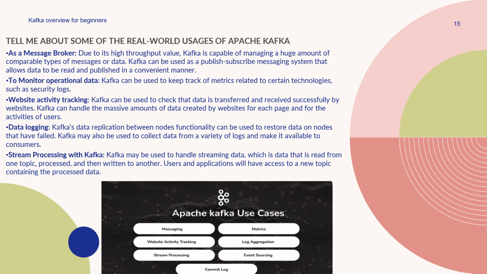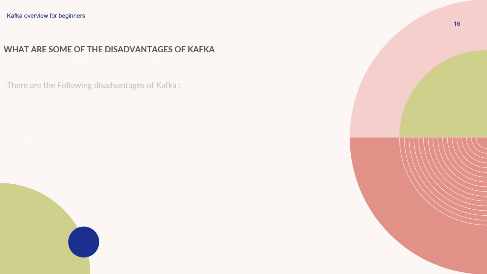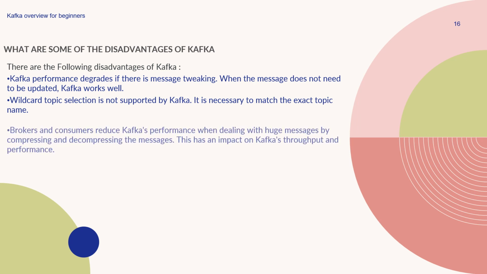As we are saying, in this picture: messaging, website activity tracking, metrics, log aggregation, event sourcing, commit log. So there are some disadvantages of Kafka. First, Kafka performance degrades if there is message tweaking. When messages do not need to be updated, Kafka works well. Wildcard topic selection is not supported by Kafka. It is necessary to match the exact topic name.